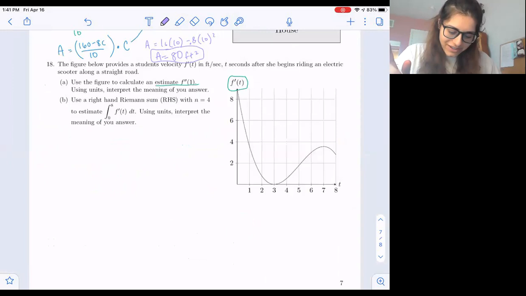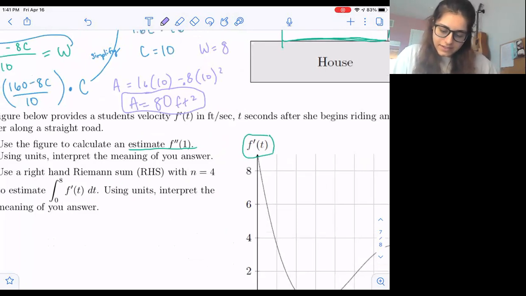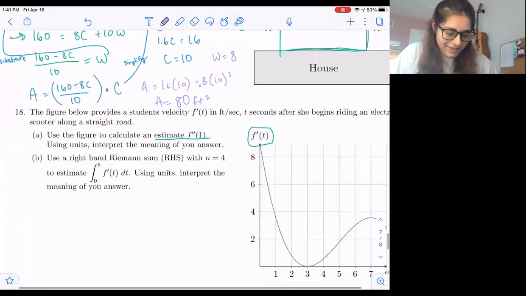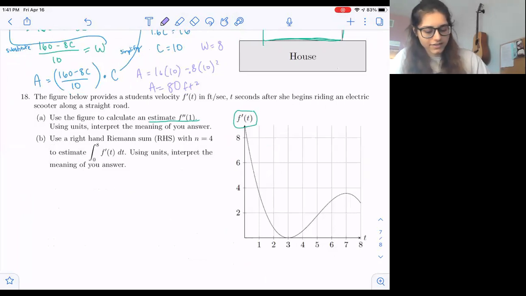The figure below provides a student's velocity, f prime of t, in feet per second, t seconds after she begins riding an electric scooter along a straight road. Use the figure to calculate an estimated f double prime of 1. Using units, interpret the meaning of your answer.